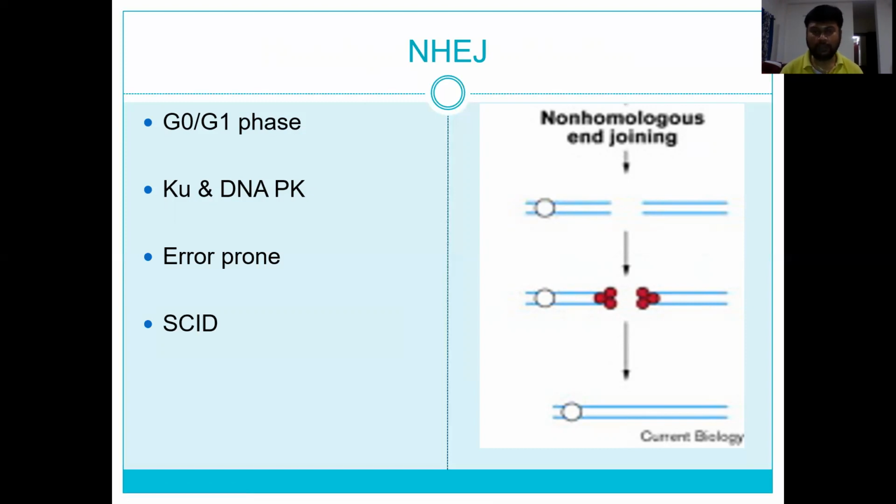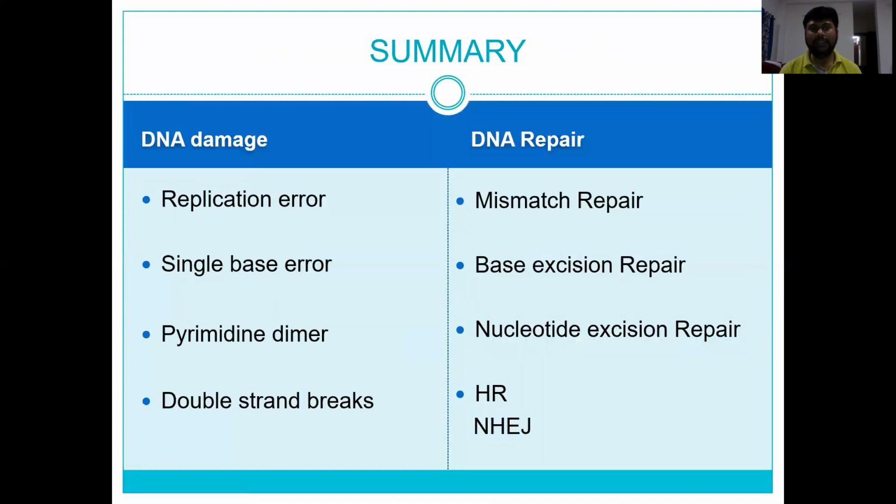And with this, I'm completing all the repair mechanisms. To summarize, these are the major types of DNA damage and their respective repair mechanisms. For replication error, we have mismatch repair. For single base error, we have base excision repair. For pyrimidine dimers caused by ultraviolet radiation, we have nucleotide excision repair. And for double strand breaks, we have homologous recombination and non-homologous end joining.